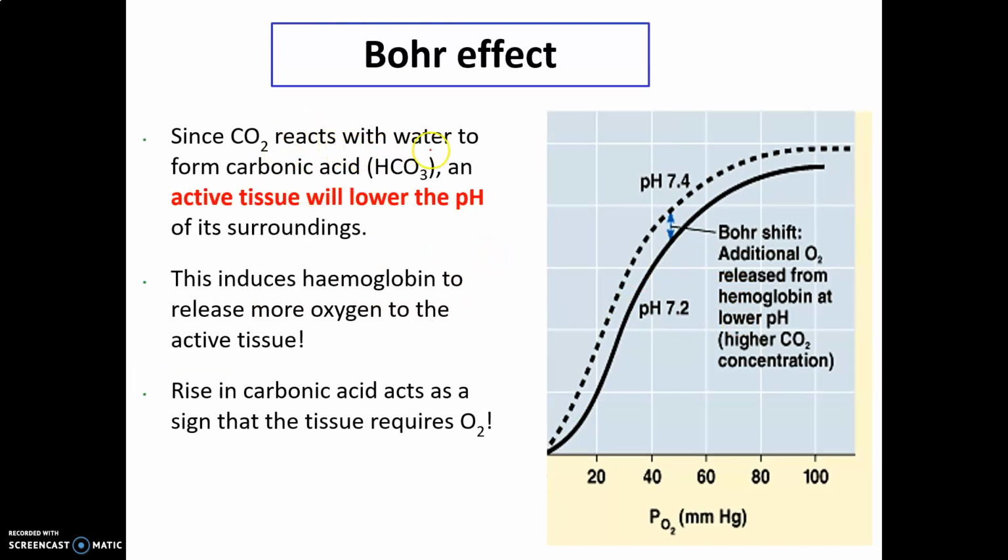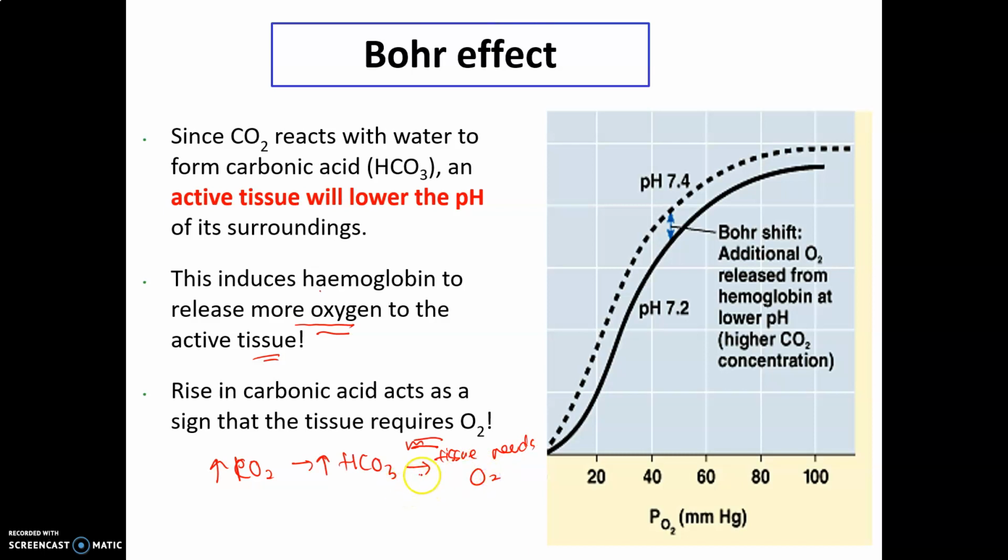Since carbon dioxide akan react with water to form this carbonic acid, active tissue will lower the pH of its surrounding. Dia akan menyebabkan due to the formation of this acid, induces hemoglobin to release more oxygen to the active tissue. Rise in carbonic acid acts as a sign that tissues require oxygen. Okay, bila ada increase in carbon dioxide, means there akan increase in carbonic acid. Bila ada increase in carbonic acid, itu adalah signal bahawa tissue needs oxygen.